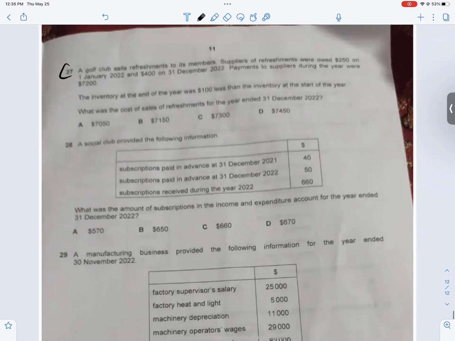A golf club sells refreshments to its members. Suppliers for refreshments were owed 250 on 1st January and 400 on 31st December 2022. Payments to suppliers during the year were 7,200. Okay, I know what to do. You have to make a subscription account. Come on, how do you make the subscription account?